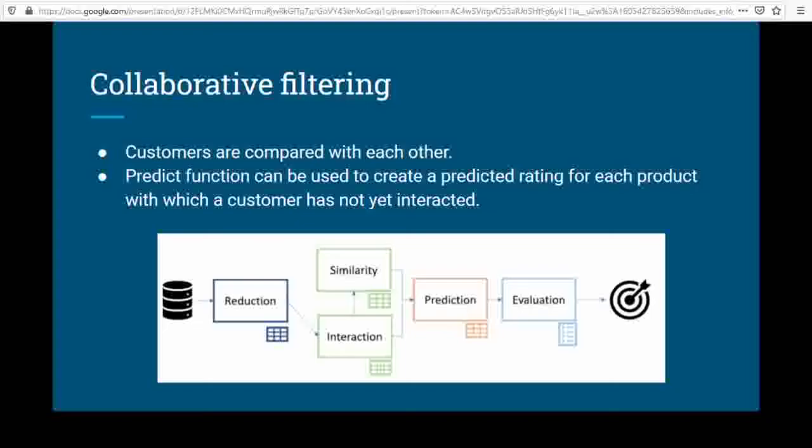A predict function can be used to create a predicted rating for each product with which a customer has not yet interacted. Based on these predicted ratings, products can then be recommended.